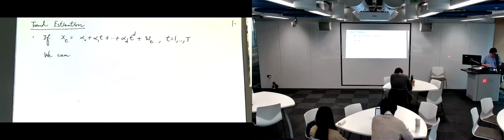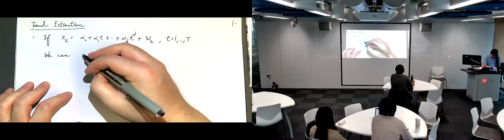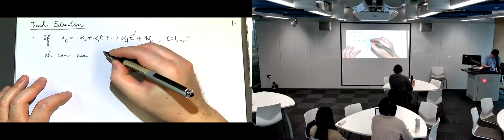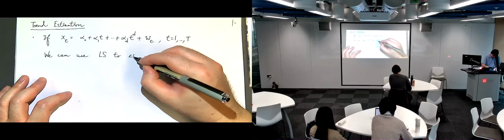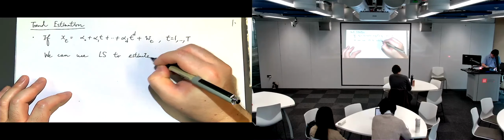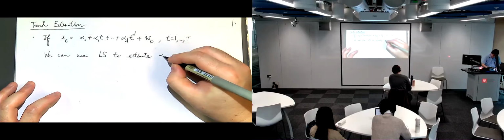So what can we do about that? Now remember last lecture we talked about trying to remove this degree d polynomial by taking d-th order differences, right? Taking d differences will remove the degree d polynomial completely. But here, maybe we can use least squares estimation to estimate this polynomial trend.